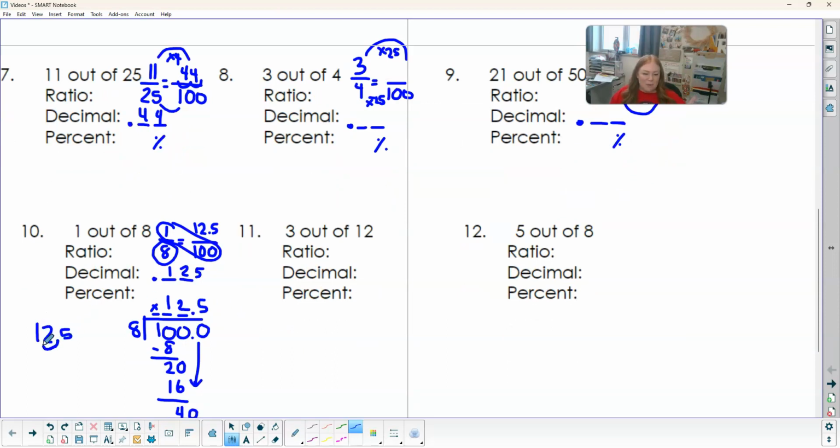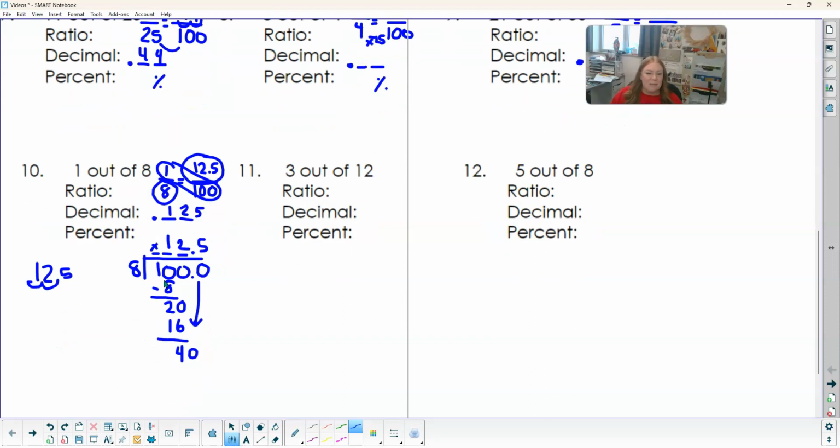To make the decimal, I move the decimal 2 places forward because there's 2 zeros on 100. I had to move it 10 times, 100 times bigger. And then the percent, I just come right back here to that number over 100, which is 12.5%. So you can't have half of something, right?